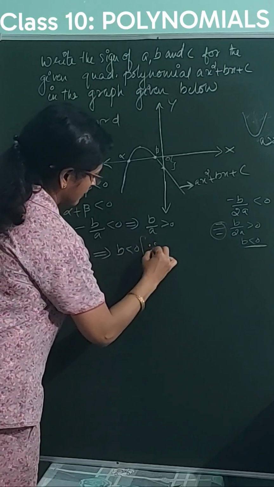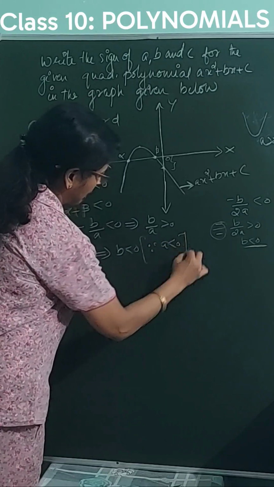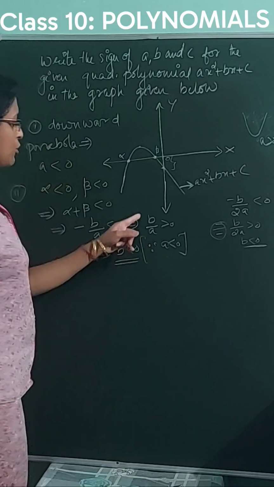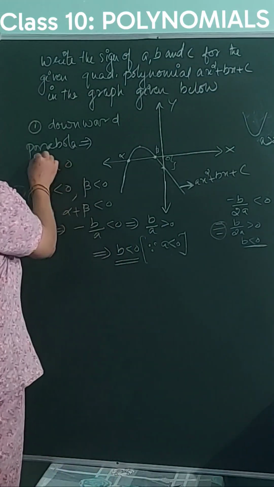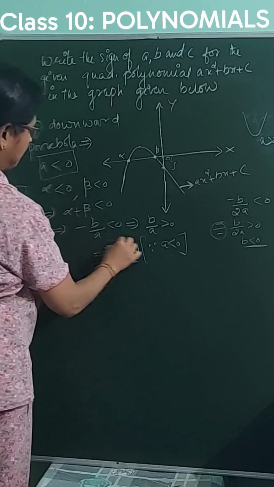The reason, since a is negative, for making the fraction positive, the numerator should also be negative. Then only the fraction will be positive. So the sign of b is negative. A negative and b negative.